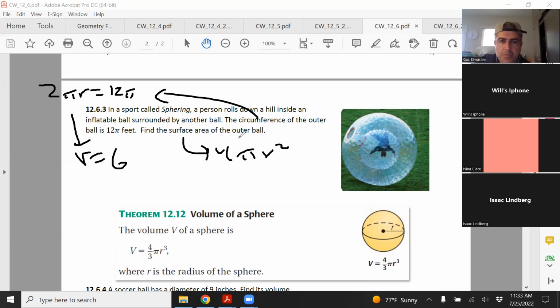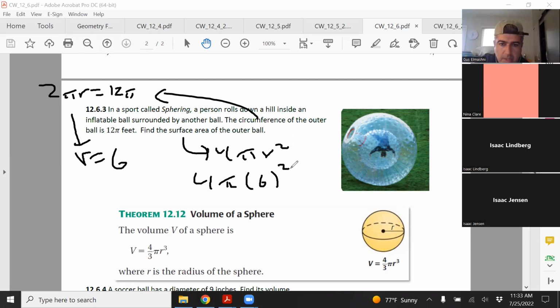So you have 4 pi times 6 squared. 24 times 4, you should get 96 pi. Wait one sec. Hold on, I messed up. 4 times 36, my bad, 144 pi. That's square feet. So again, it's nothing too crazy, pretty straightforward.